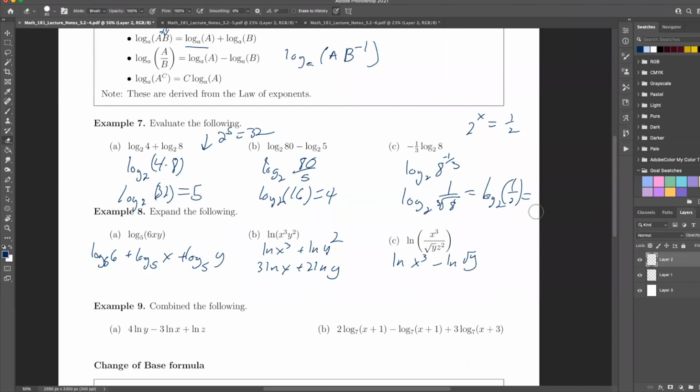What's the answer for C? The answer to C is minus 1. As these. And so here, oops, I forgot my ln on it.